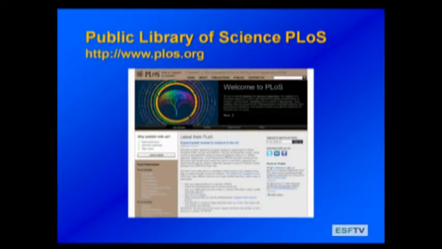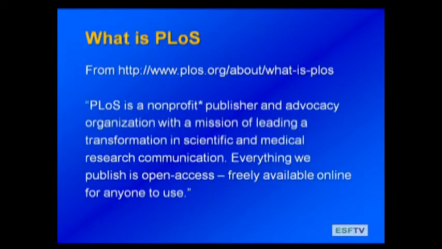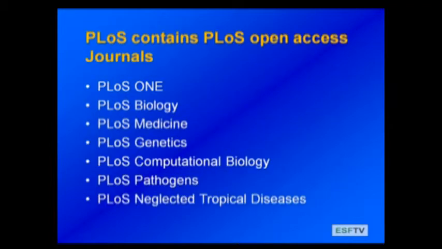The next database that we're going to talk about that's free is called PLoS, the Public Library of Science. Public Library of Science is a nonprofit publisher and advocacy organization with a mission of leading and transforming scientific and medical research communication. So the interesting thing about PLoS is they actually publish their own journals, and this is a list of their open access journals that the Public Library of Science publishes.